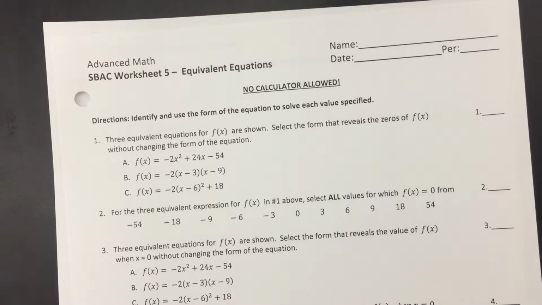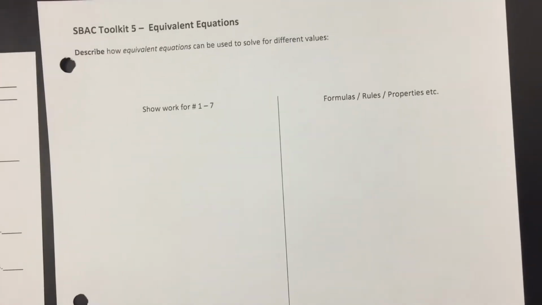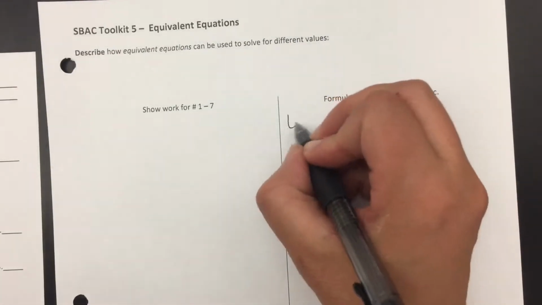This is Advanced Math SBAC Review, Worksheet number 5. This one talks about equivalent equations. We talked about equivalent before, meaning the same value, but maybe not the same appearance. So I'm going to write that down.